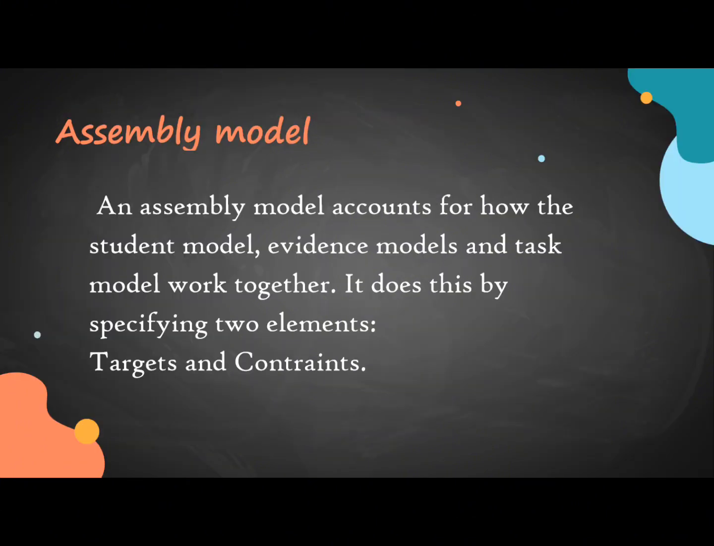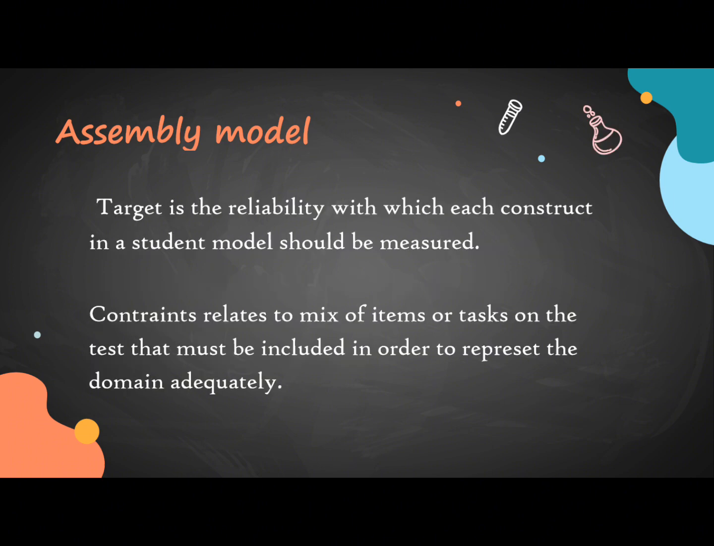Next we have the assembly model. An assembly model accounts for how the student model, evidence models, and task model work together. So there are some models that are being combined already in this assembly model. It does this by specifying two elements. The two elements are the targets and constraints. So when we say target, it is the reliability with which each construct in a student model should be measured, and the constraints relate to the mix of items or tasks on the test that must be included in order to represent the domain adequately.